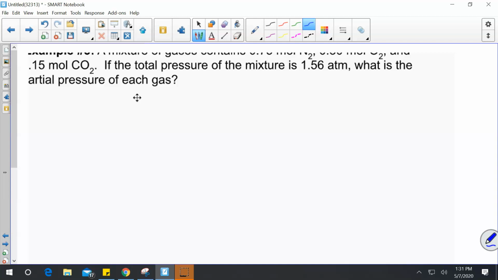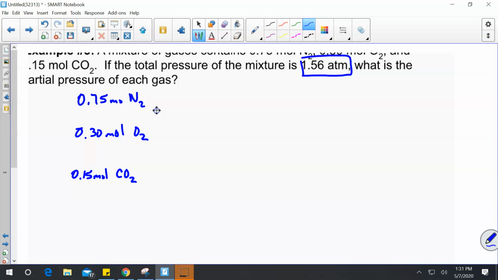Okay, so this one says, if you had a mixture of gases, if it contained 0.75 moles of nitrogen, and I had 0.30 moles of oxygen, and then I had 0.15 moles of carbon dioxide. And they told you the total pressure for all of this was 1.56. They want to know what's the pressure of each one of those gases.